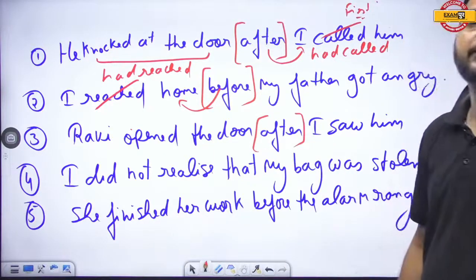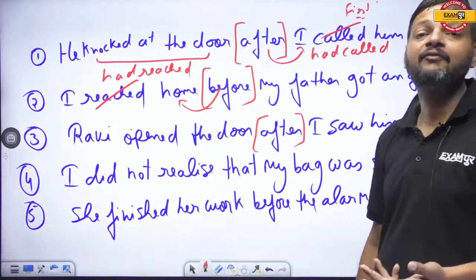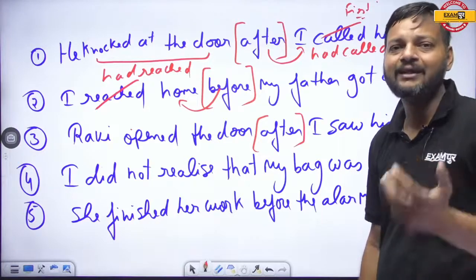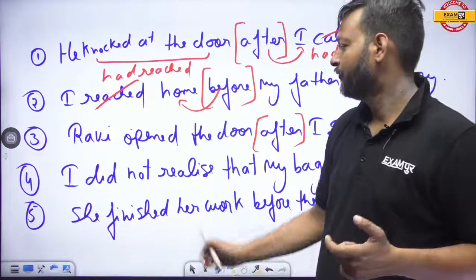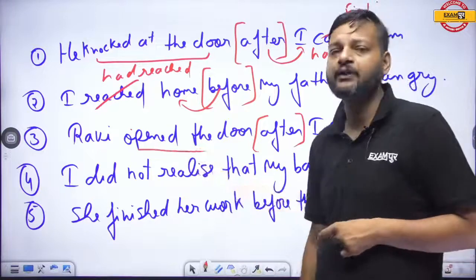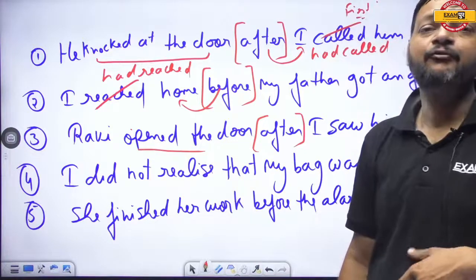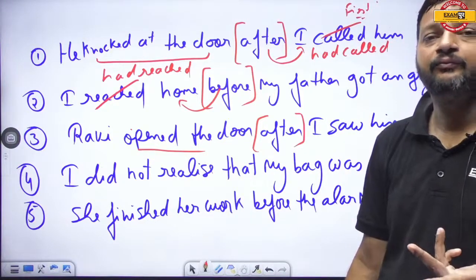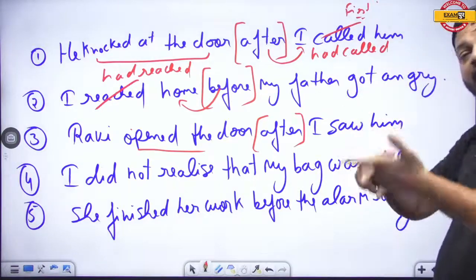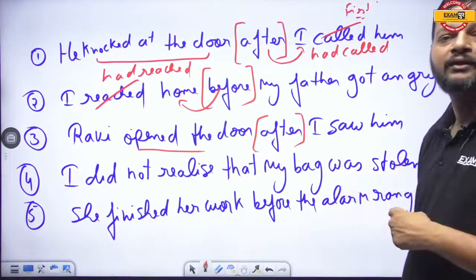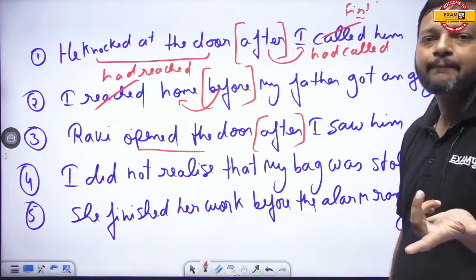So Ravi opened the door. And when did Ravi open the door? Ask yourself. We have a sentence, Ravi opened the door. Now ask yourself, when did Ravi open the door? After I saw him. That means first I saw Ravi.